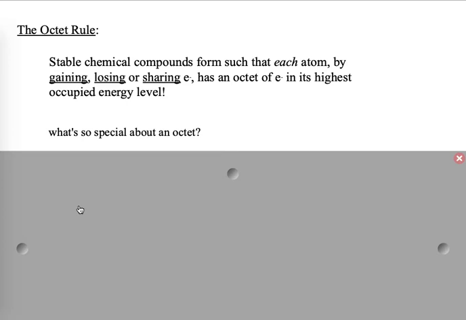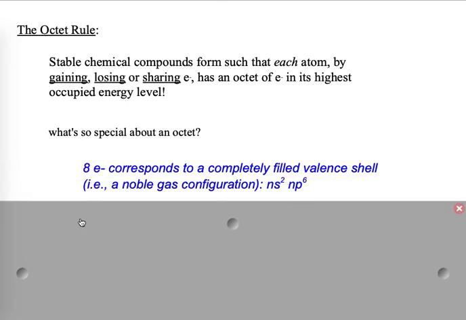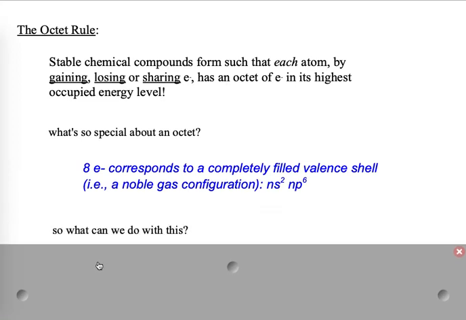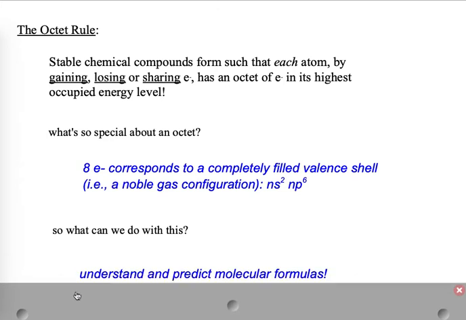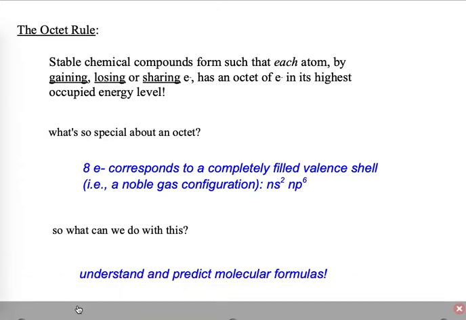So what is so special about an octet? Well, I hope this is clear to you. 8 electrons in the valence shell corresponds to a completely filled valence shell, which of course is a noble gas configuration, corresponding to ns2 np6. So what can we do with this? We can do a lot. We can understand and predict molecular formulas.